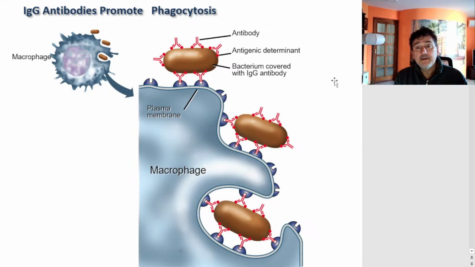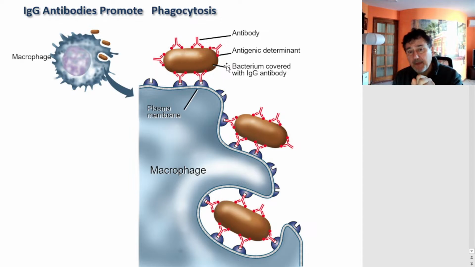Right, so what is the function of the antibody in this case? Marking the bacteria for the recognition. And in this picture it is not shown, but as you can see, the antibodies have two different arms.